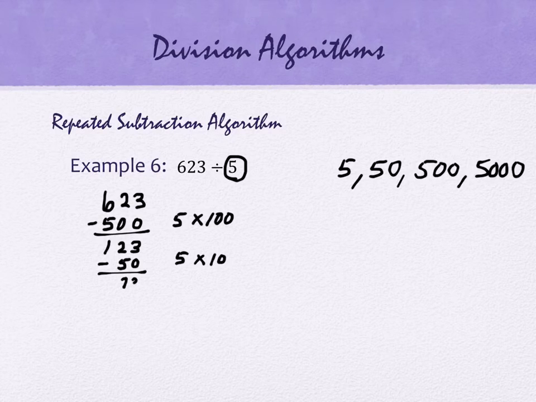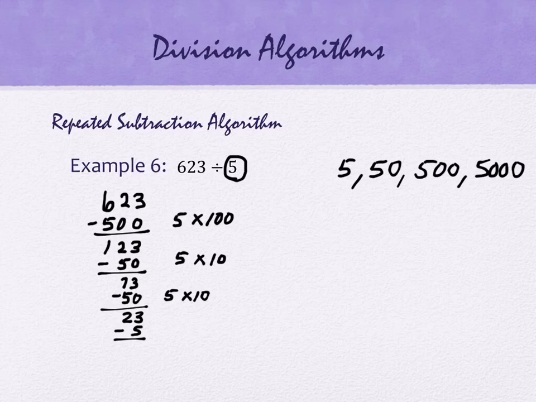73. So we do have to know how to subtract to use this method, obviously. It is called repeated subtraction. Can I subtract another 50? Yes, I can. So we're going to subtract one more 50, which is again 5 times 10. And I get the number 23. Can I subtract another 50? No. So now I'm down to subtracting 5. It's the last thing I can do. 23 minus 5, what does that give me? 18. And how did I get 5? Well, it's 5 times 1.